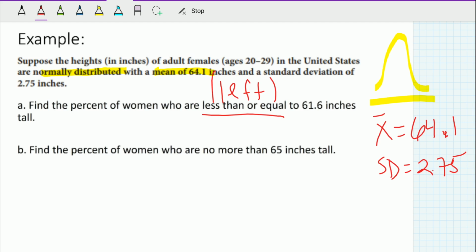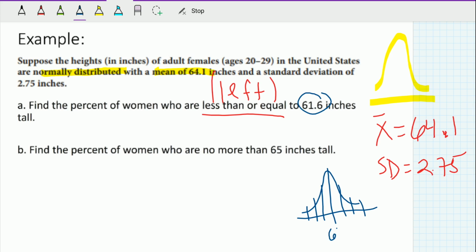All right, so there's a couple of ways we can do this. We can see if we even need to convert into a z-score, okay? And the way to do that is we can just set up our normal curve and then see, does this 61.6 land perfectly on one of those 1, 2, 3 standard deviations away, or 1, 2, 3 away on the other side.